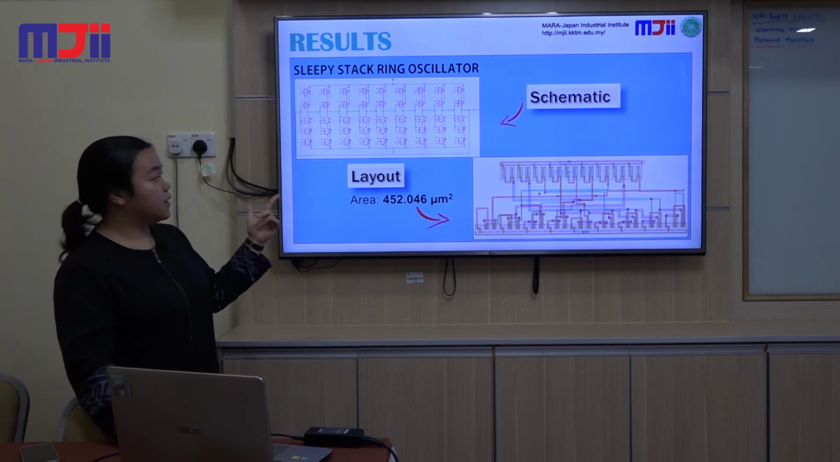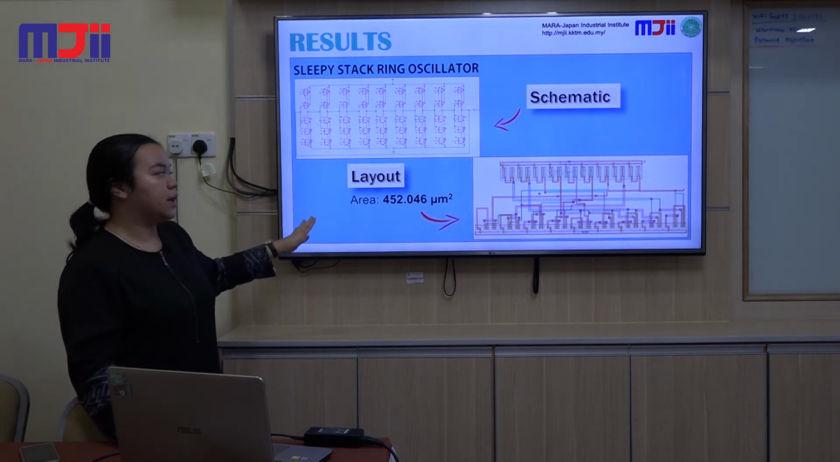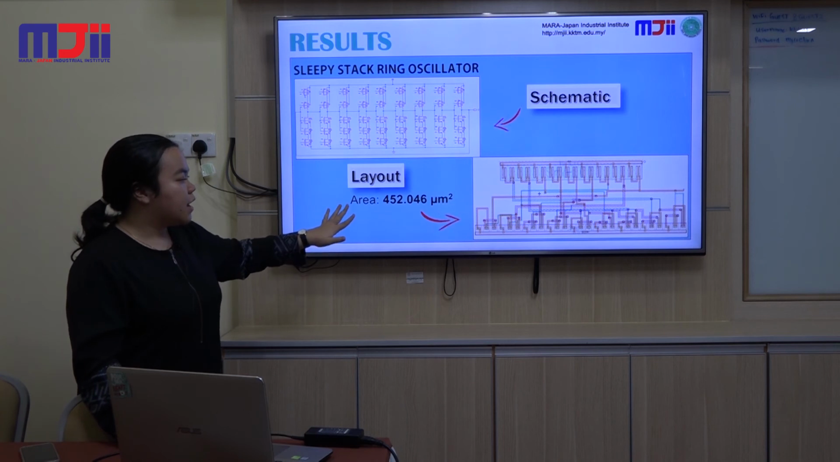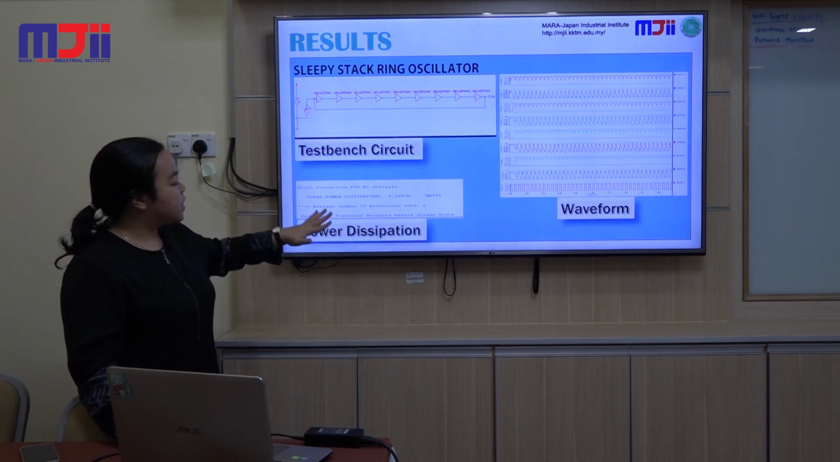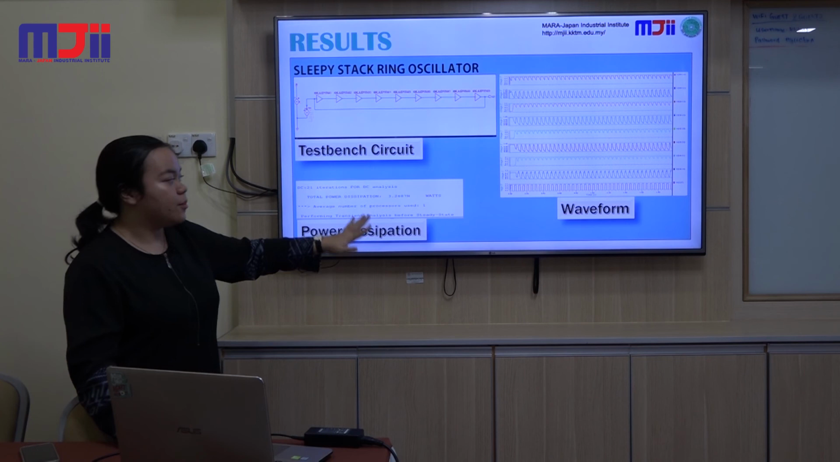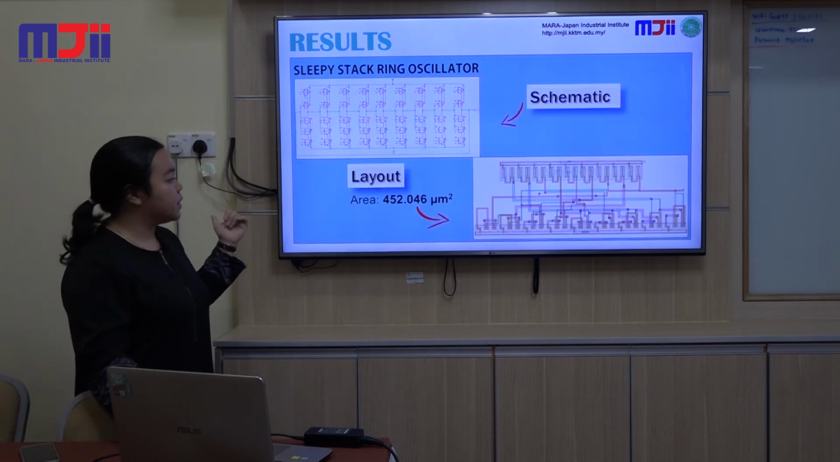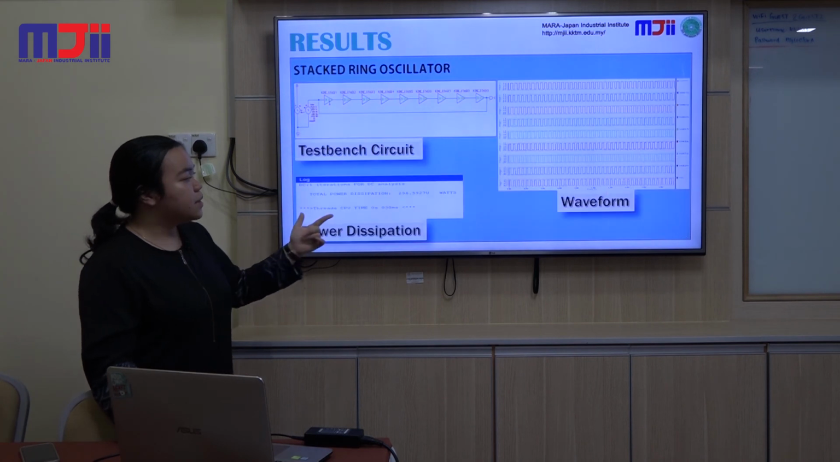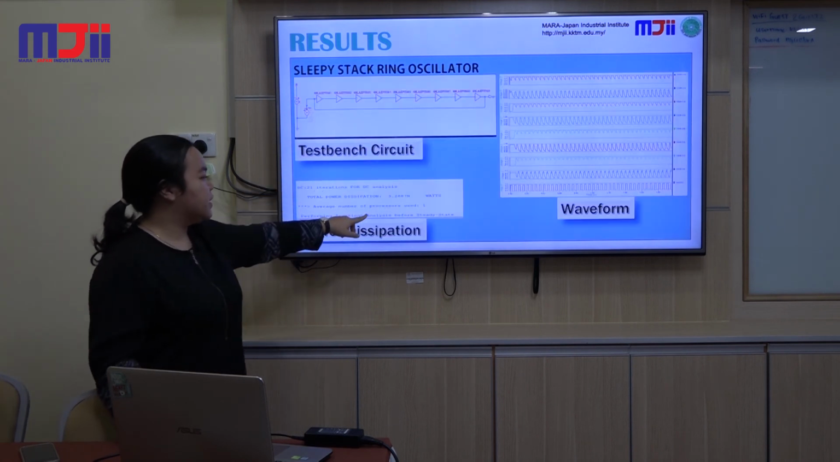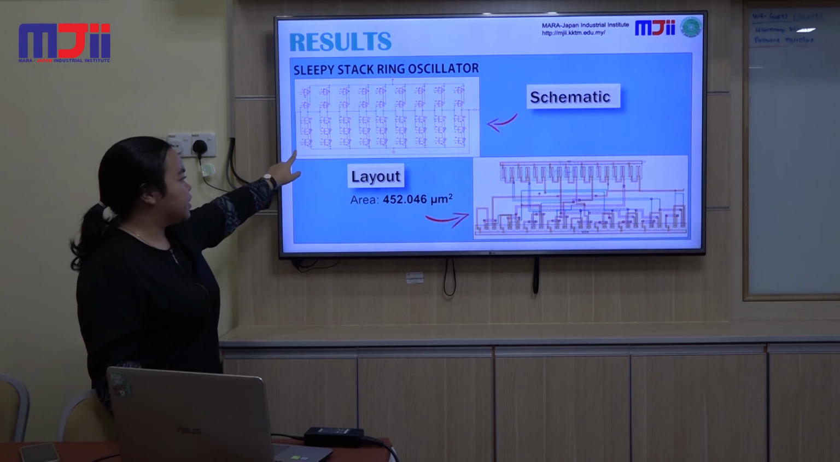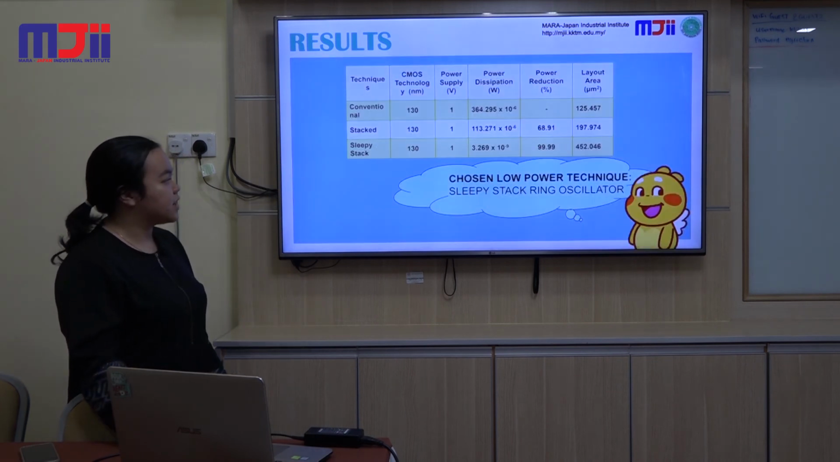And this is the sleepy stack ring oscillator. This is the one that I want. This is the one that is important. This is the test bench circuit, power dissipation, and there's the waveform. The waveform looks slightly different from the previous one. It's because it has a hanging transistor there. So that's why it looks slightly different.